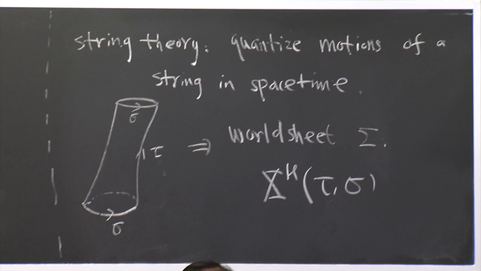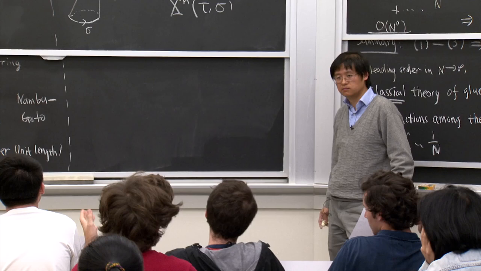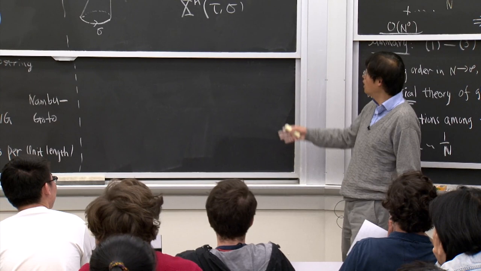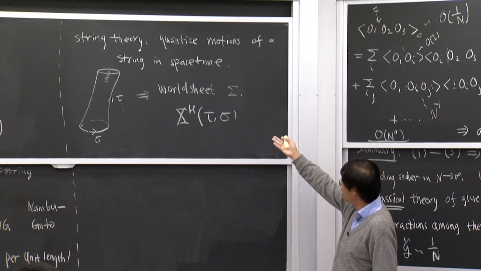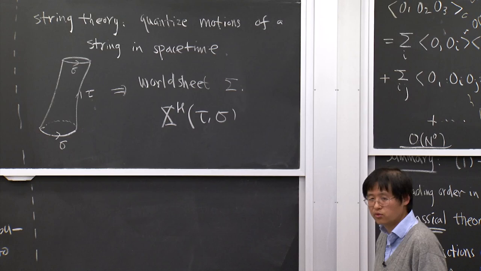Yes? What's the metric on the world sheet? Does that make sense to ask? Is it like minus plus? Of course it makes sense. On the world sheet, it should be Lorentzian. Whatever the metric on the world sheet is, it will be induced from the space-time. So it would be minus plus. Yeah, it's Lorentzian.